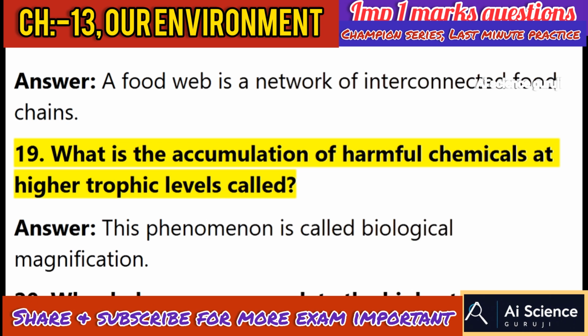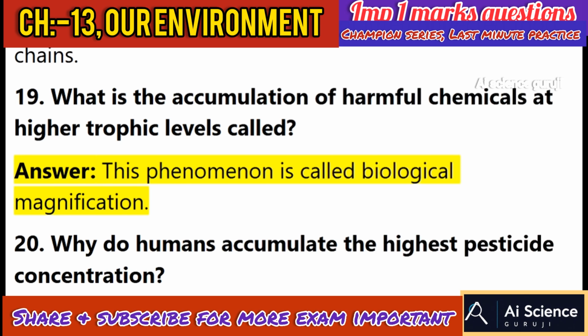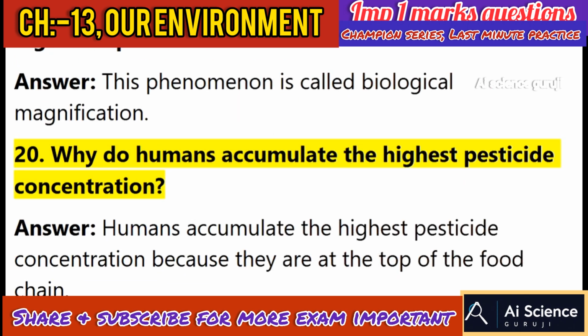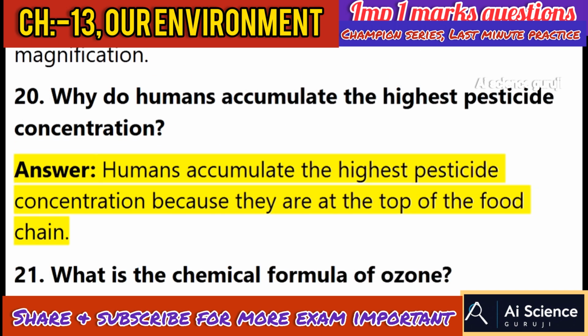19. What is the accumulation of harmful chemicals at higher trophic levels called? Answer. This phenomenon is called biological magnification. 20. Why do humans accumulate the highest pesticide concentration? Answer. Humans accumulate the highest pesticide concentration because they are at the top of the food chain.